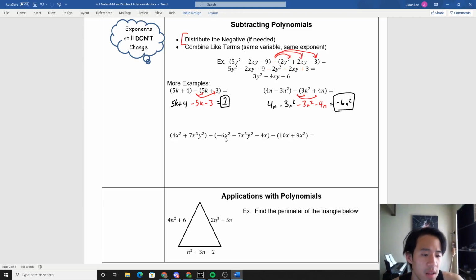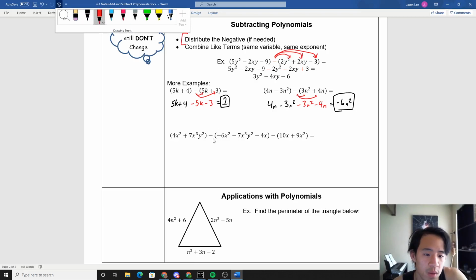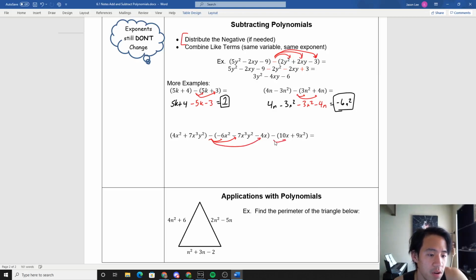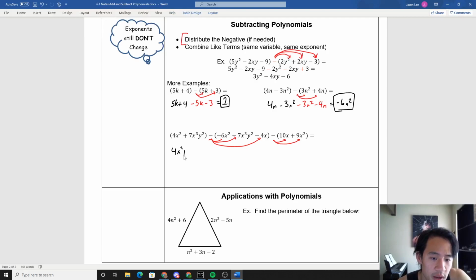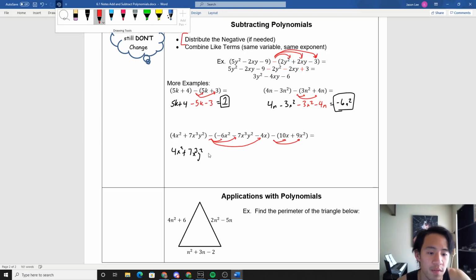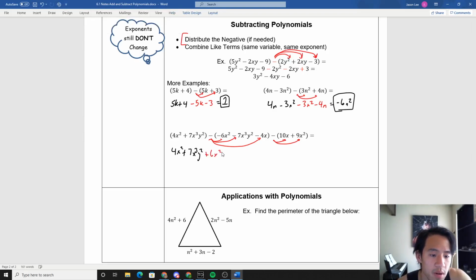Okay, and this last one, it just looks scary, but it's the same exact thing. We're just going to distribute the negative for both of these with the subtraction sign. So we'll have this here, and then we'll have to distribute the negative here as well. So let's go ahead and rewrite all of this, but with the proper signs. So this one's going to stay the same. And then these two, we're going to have to distribute the negative 4. So this will become a positive 6x squared, a positive 7x cubed, and a y squared also, plus 4x minus 10x minus 9x squared.